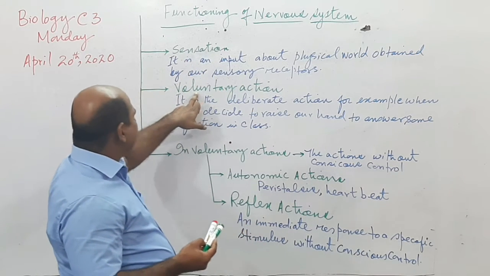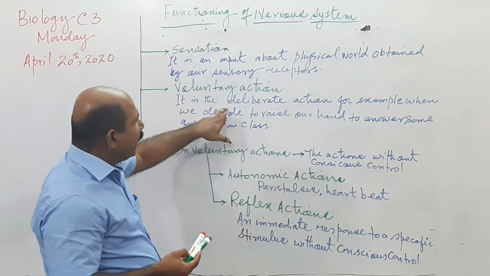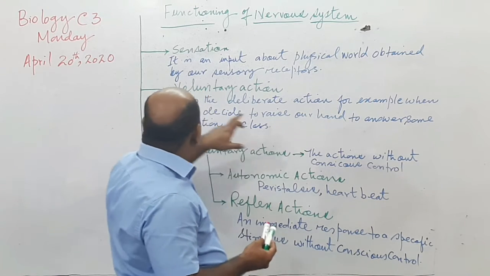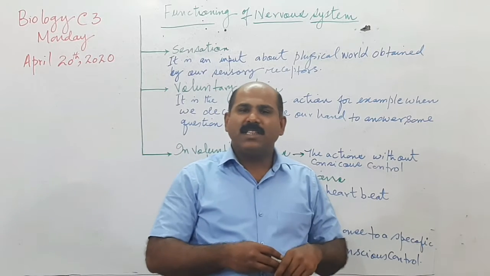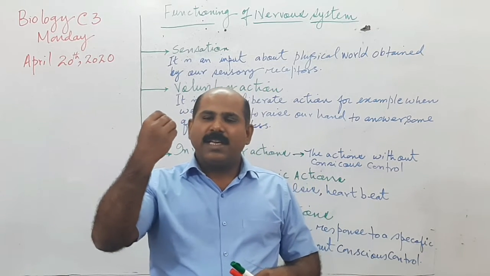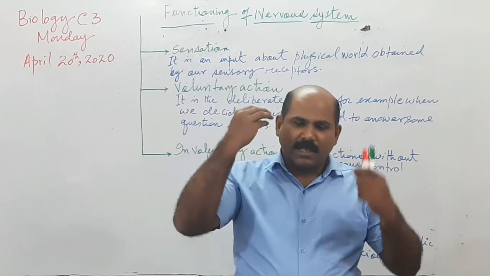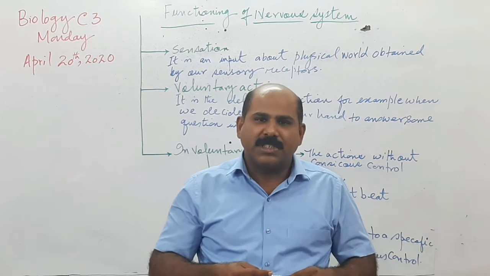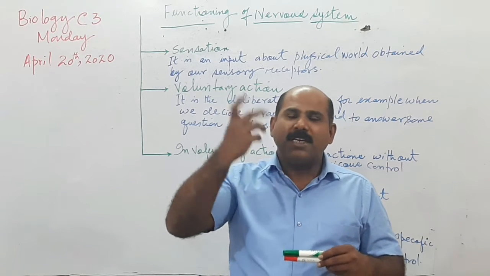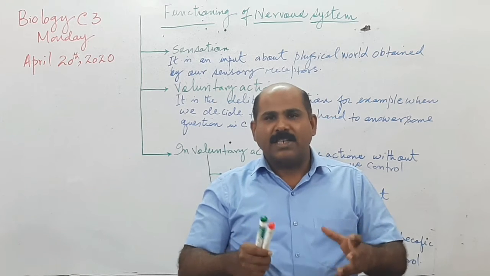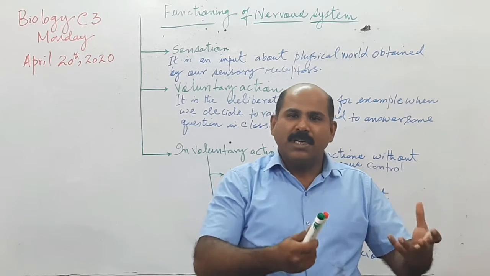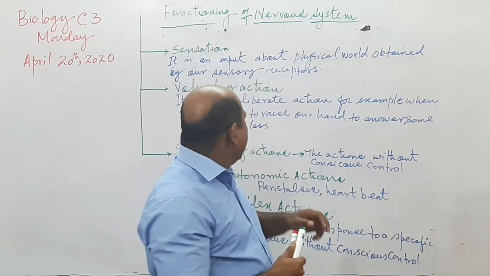Then comes the voluntary action. It is the deliberate action. For example, when we decide to raise our hand. If you are sitting in the class and the teacher is asking a question, and if you know the answer, then you raise your hand. That is known as a voluntary action. There are many other voluntary actions also. This is one example.